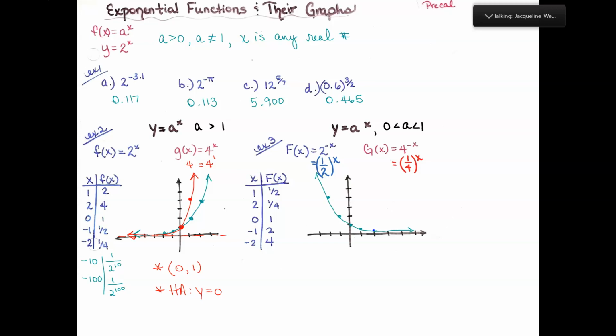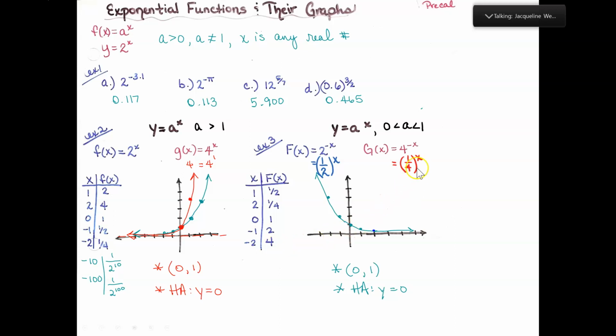So here are those points, and I can connect them, and you'll notice that we have the same two landmarks. We have a y-intercept at 1, and we have a horizontal asymptote at 0. So again, I'm going to be able to graph this with just 1 point. So let's look at this second one.